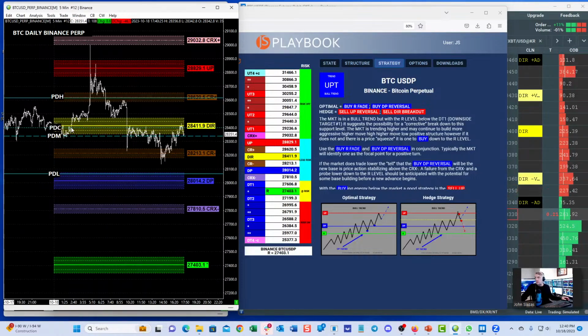The market starts trading above the previous day's close. That's positive. Now we get above the directional. We're in line with this optimal theme. The optimal strategies are the money trades. That's where you put size on, but it doesn't mean it's the only thing you can do, right?